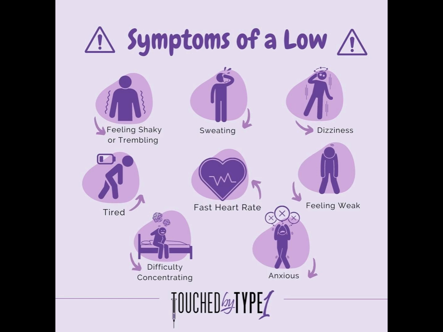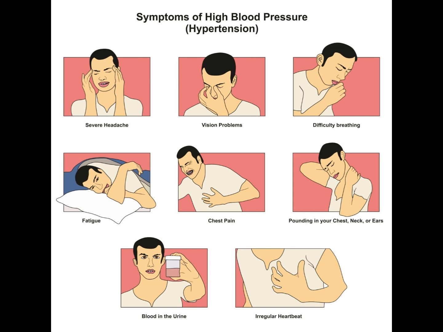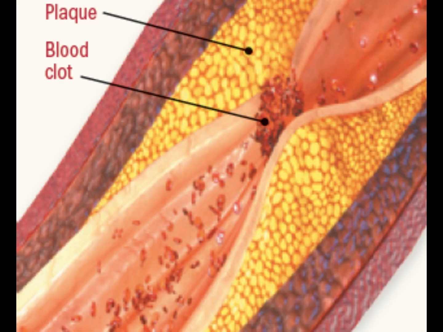The body has several protective mechanisms to regulate MAP and ensure that a sufficient level of perfusion is maintained for the function of all organs. A high mean arterial pressure, MAP, is anything over 100 millimeters of mercury, indicating elevated pressure in the arteries. This can lead to conditions such as heart attack, stroke, and advanced heart disease. When the MAP is above 105 millimeters of mercury, it puts stress on the heart and can cause fatty deposits to build up in the arteries.